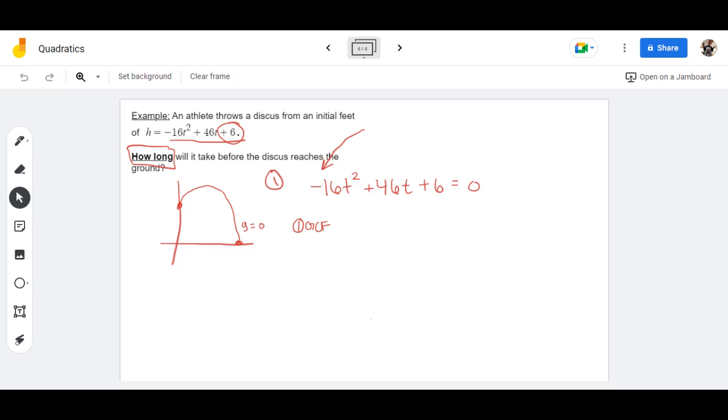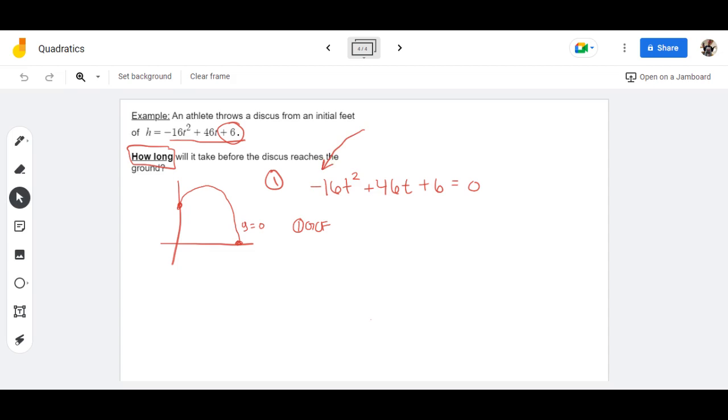So I'm going to put the negative 2 on the outside, and then I'm going to divide each one. Negative 16 divided by negative 2 leaves me with a positive 8t squared. This will leave me with a negative 23t and a negative 3, and we are still set equal to 0. This negative 2 is going to hang out on the outside, and we're just going to bring him down till the very end. So he's not doing anything right now.